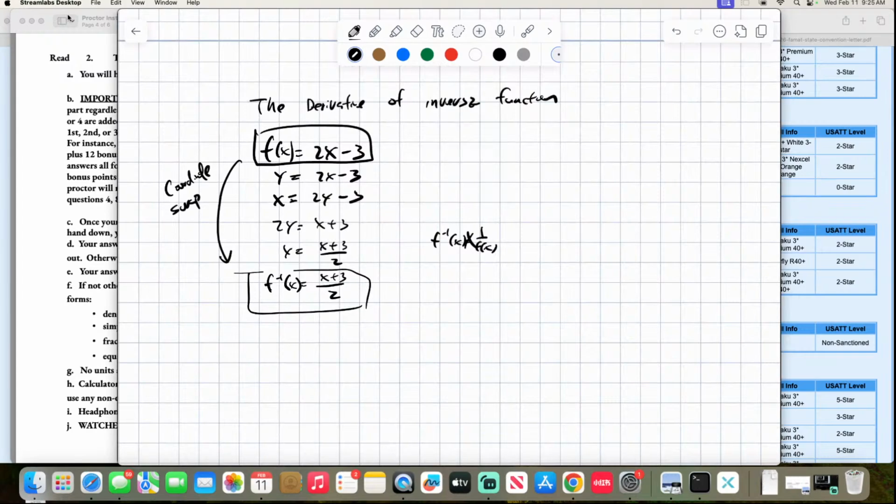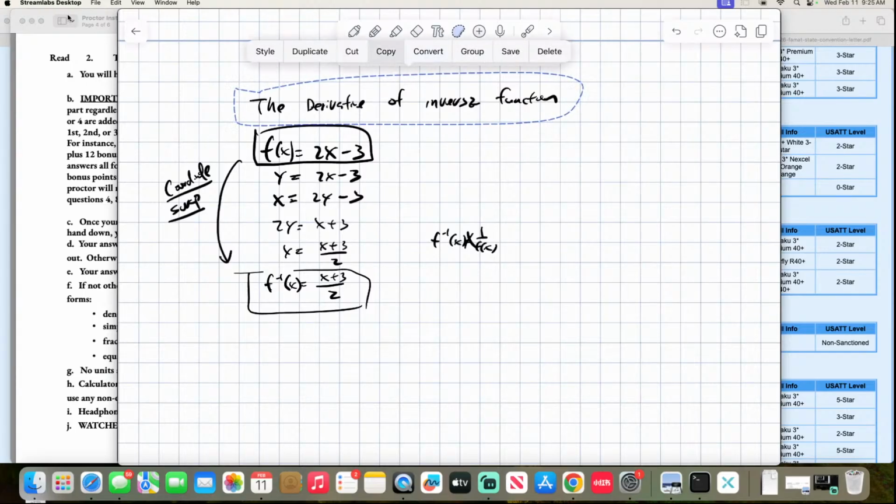Okay. So the inverse function is going to have the x and y switched, right? Those are very, very important qualities. So let's talk about the derivative of inverse functions.